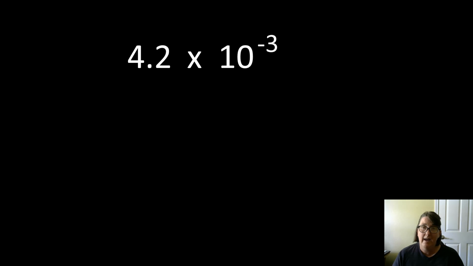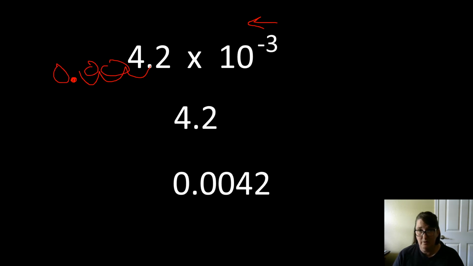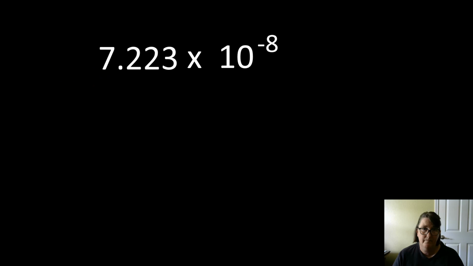Okay, so now I have my number, my scientific notation. I need to put it back into standard form. Remember, when I have a negative 3, my decimal point moves in that direction. So I'm going to go 1, 2, 3. Decimal point now lives here. You put a 0 in front. So that's going to be my number. 0.0042 will be my number.